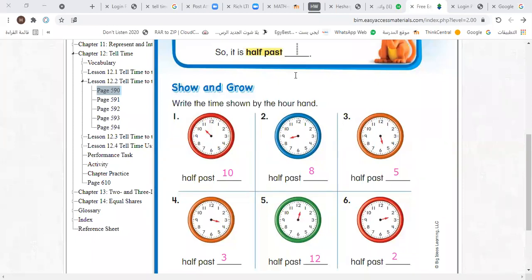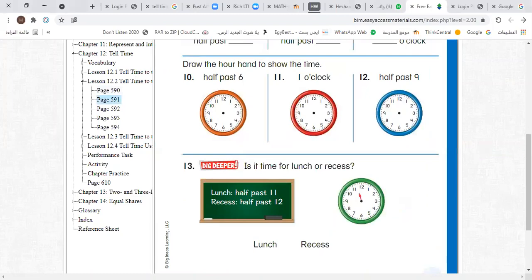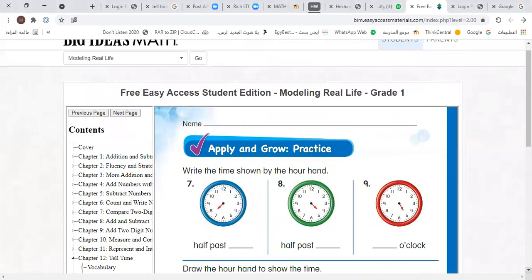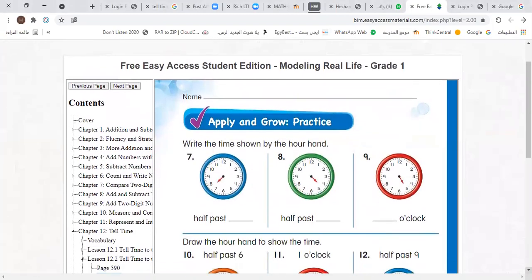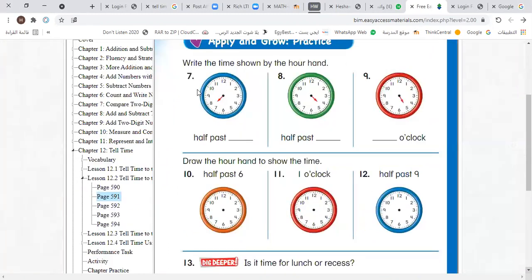Let's move to page 591. Page 591 and question number 7. In question number 7, who can say what's the time? It's half past what? The hour hand is at the halfway between 7 and 8. So it's half past 7 or half past 8. Who can answer?